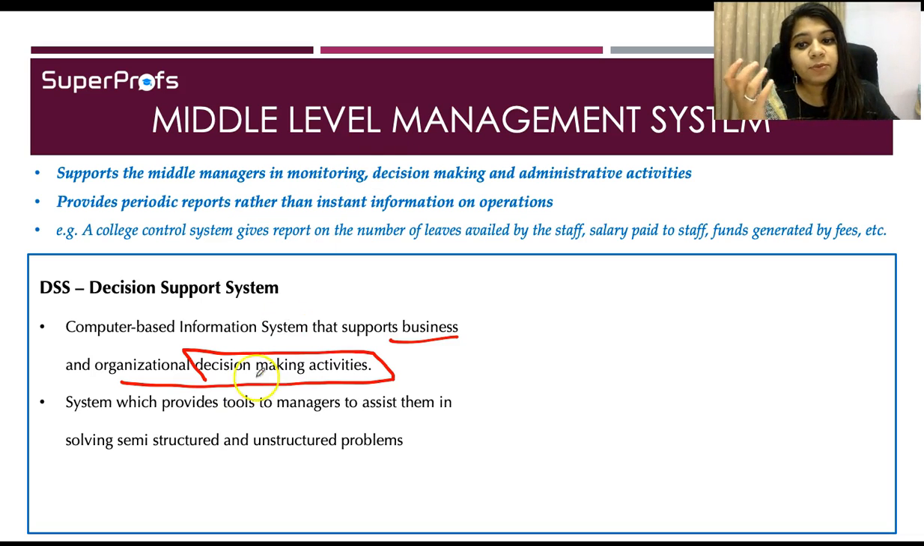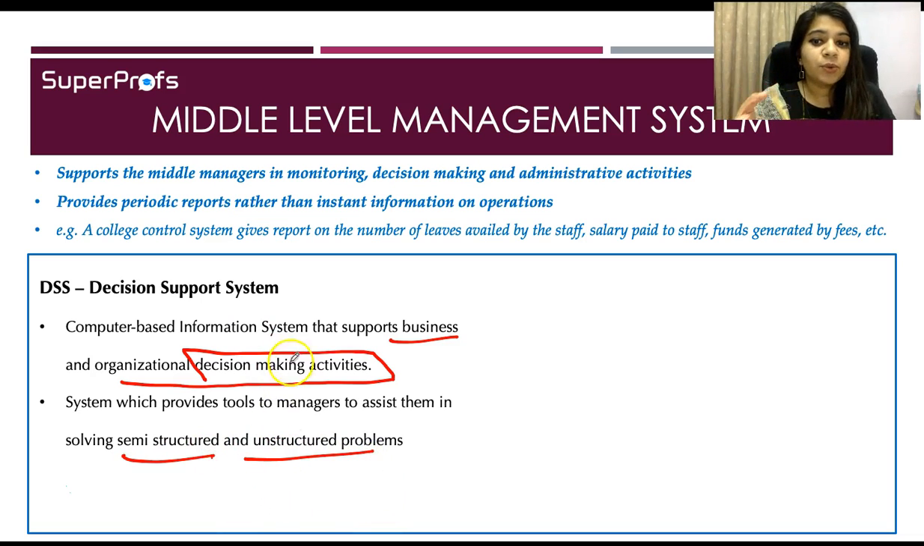It is a system which provides tools to managers to assist them in solving semi-structured and unstructured problems. Why is this so? Let's say there is a problem which has proper structure, which has occurred before. In that case, you would have a proper solution to it, and so you will not require a decision support system. It would be an operational activity only. You already know how to take care of it. So you would not require DSS.